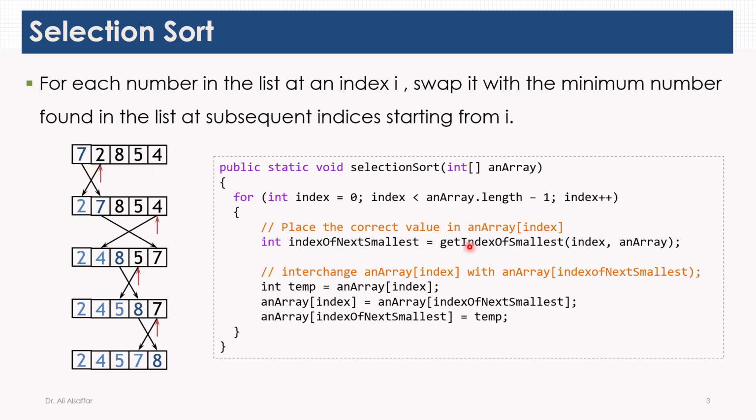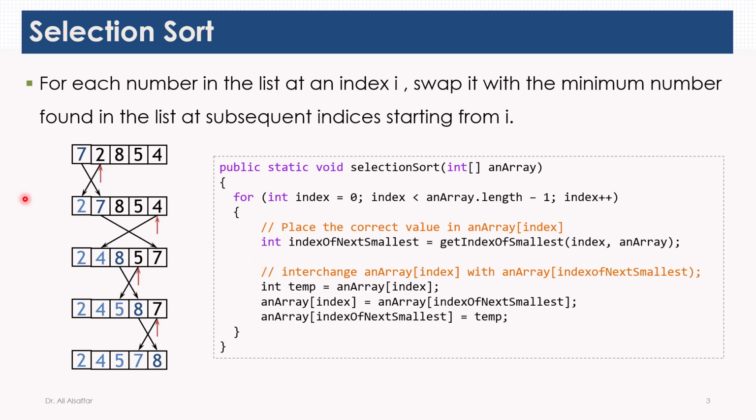Where will it find the smallest integer? It will find it here. What is its index? Its index is 1. So 1 is returned as the index of next smallest integer. Therefore, it will make a swap between these two indexed variables, and the swap is done by these 3 lines.